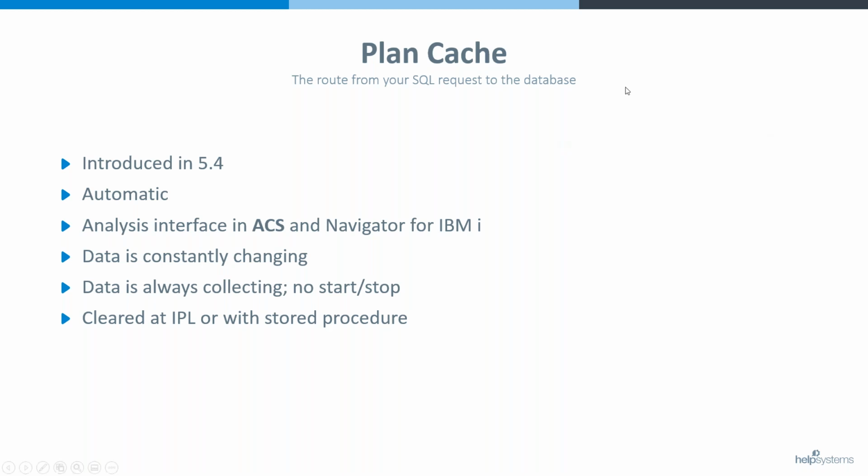The database monitor is high overhead typically, but includes really detailed data, including before and after comparisons. So that tends to be run for a relatively short period of time to pinpoint something specific. Plan cache is something that is constantly changing, but it runs all the time, all with negligible overhead. As I say, it does get cleared at IPL time or via a stored procedure.